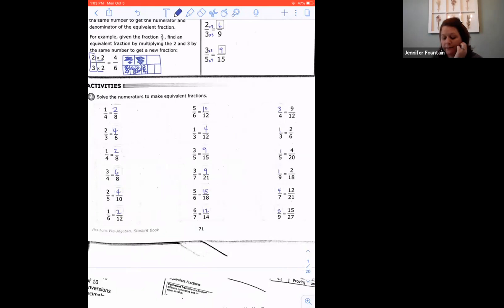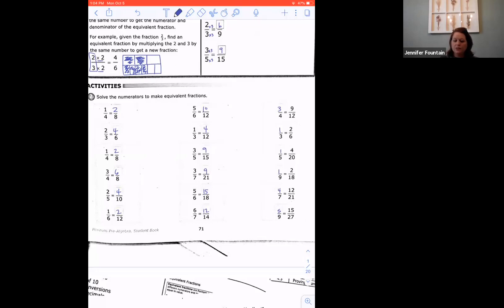So if you look at the first one, something over 4 equals 9 over 12. Well, to get from 4 to 12, I had to multiply by 3. So that means I'm going to have to divide by 3 to get my numerator. So you end up with 3/4.